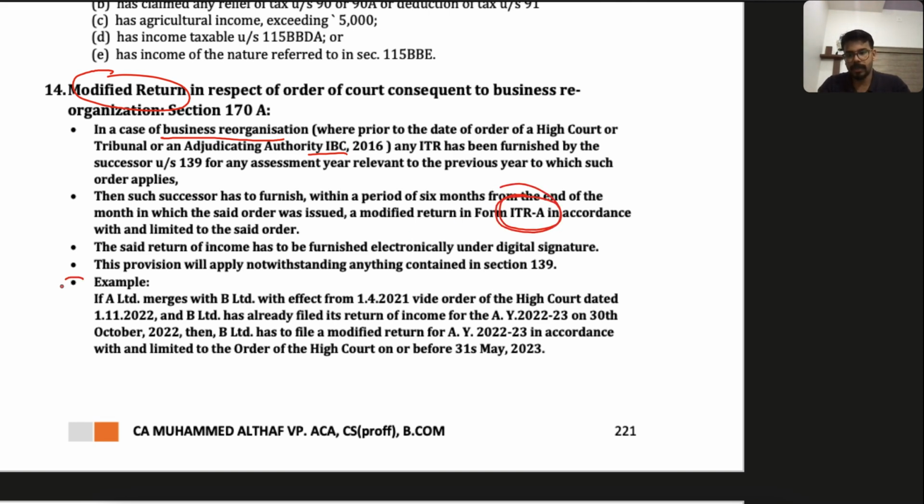So I have given an example here. Say, for example, A Limited merges with B Limited. So B Limited is the successor company. With effect from 1/4/2021, they are merged, vide order of the High Court dated 1/11/2022. And B Limited already submitted the return for the assessment year 2022-23 on 30th October 2022. Now B Limited shall file the modified return for 2022-23 in accordance with the order. So already A Limited has filed the return, but since the reorganization has been done, B Limited shall file the return for the same year again. That's a modified return. So ITR-A is the form in which they have to submit the modified return, right?